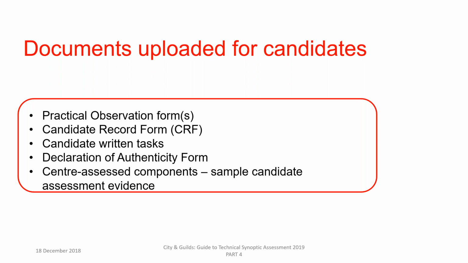The candidate profile should contain all these documents. First, there should be a practical observation form. Next, there should be a candidate record form or CRF. This is used to justify the marks. Along with the candidate's written evidence for each assignment, there should be a declaration of authenticity form to authenticate the work. And when the qualification requires it, there will also be Centre Assessed Component evidence.